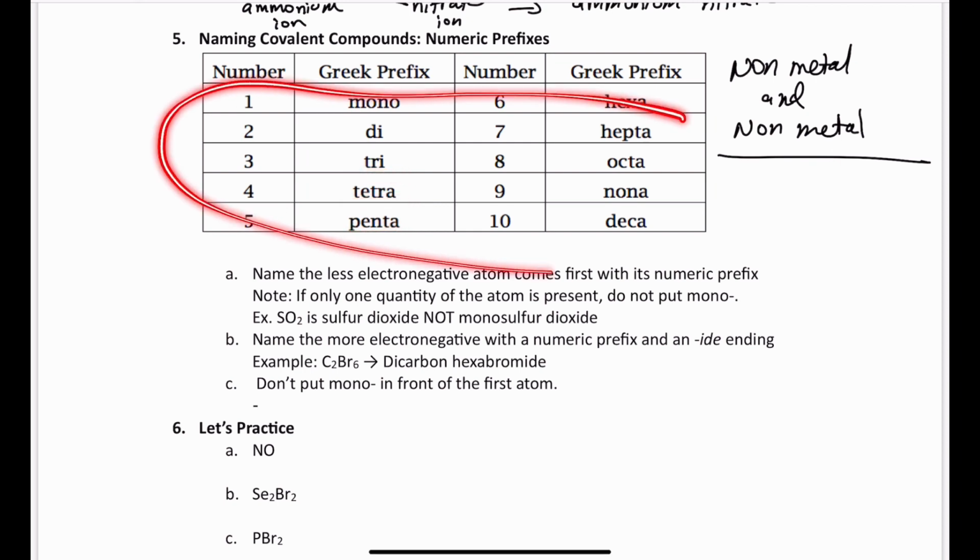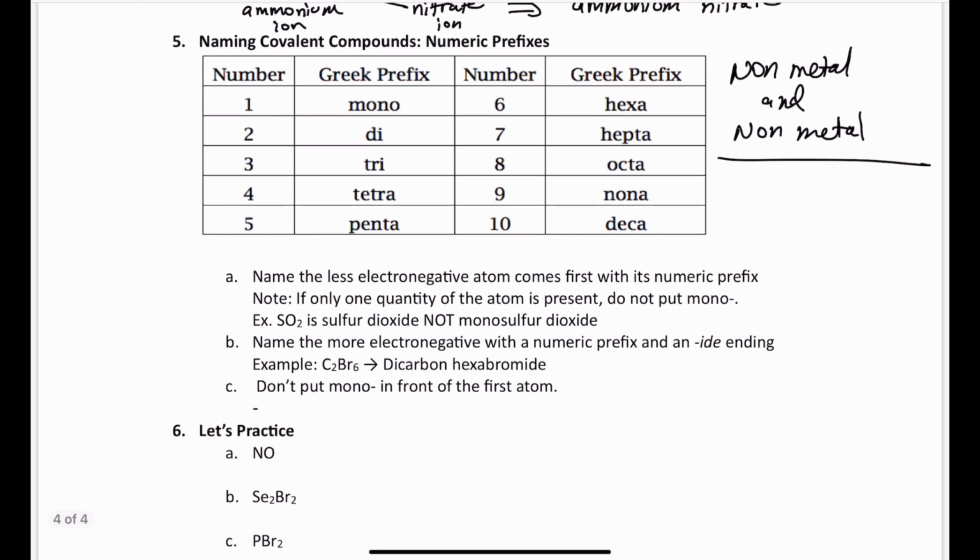This table I won't give you, so these you have to memorize. But it's pretty simple. Mono means 1, di means 2, tri means 3, tetra, penta. So these are all prefixes you should be familiar with. The only one that you may not have seen before is mono. And there's only one exception to all this: for the first element, if there's only one of them, we do not use mono. So if we have 1 sulfur, we just call it sulfur. We do not call it monosulfur. But if there were 2 sulfurs, it would be disulfur.